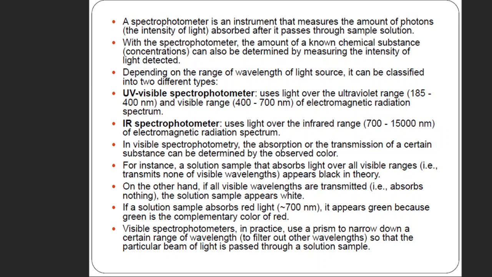UV is ultraviolet. We know that the sun emits UV radiation, ultraviolet radiation. They are harmful, and around 200 to 400 nanometer wavelength is the UV range, or to be specific, it starts from 185 and goes to somewhere around 400 nanometer. So if we are using a light source which generates UV light, then that technique or that instrument, we call it a UV spectrophotometer.